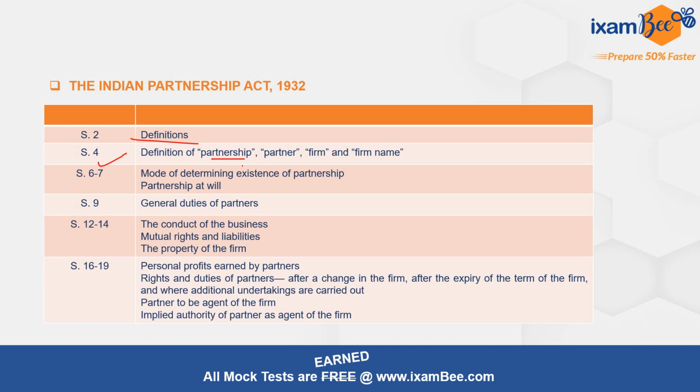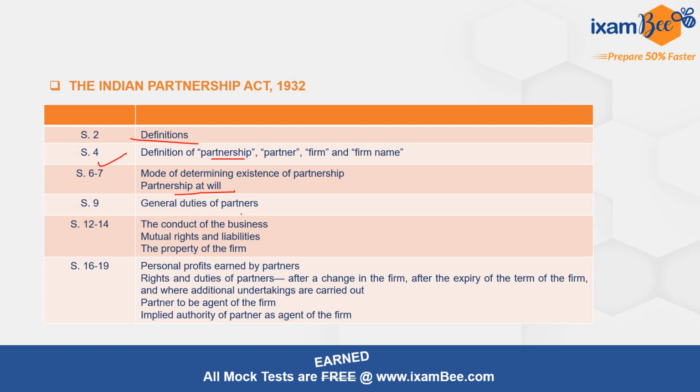So since it is the Indian Partnership Act, you have to be very thorough and you have to have an understanding of these basic terms. Now section 6 and 7, if we look on to that, आप देख सकते हो ये दो sections basically बात करते हैं कि वो various modes क्या हैं based on which there will be the determination of the very existence of partnership. So they have been covered under section 6 and 7.